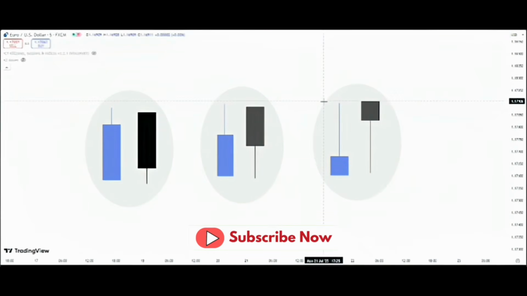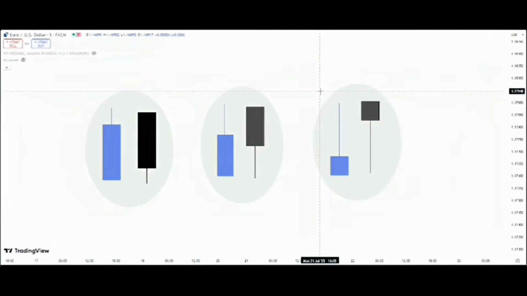Now, these are the 3 ways that you can identify or determine the next move of price on the chart. Unfortunately, a lot of people believe that price moves randomly on the chart. No, it doesn't move randomly. It moves as pre-planned by the market makers. And it is the candle wicks that will tell you what the smart money is about to do next.